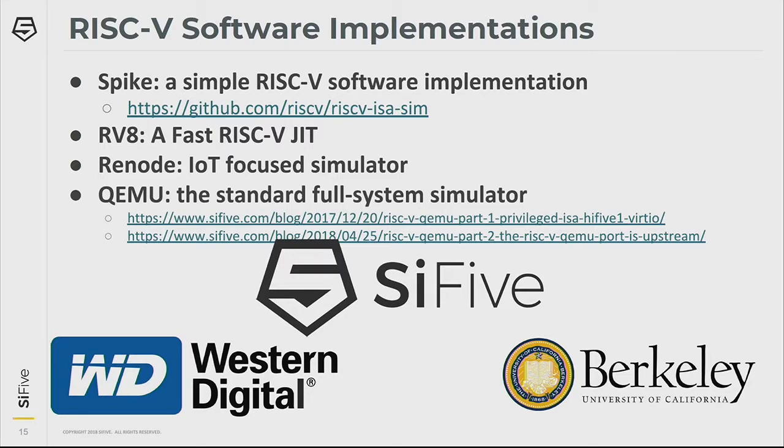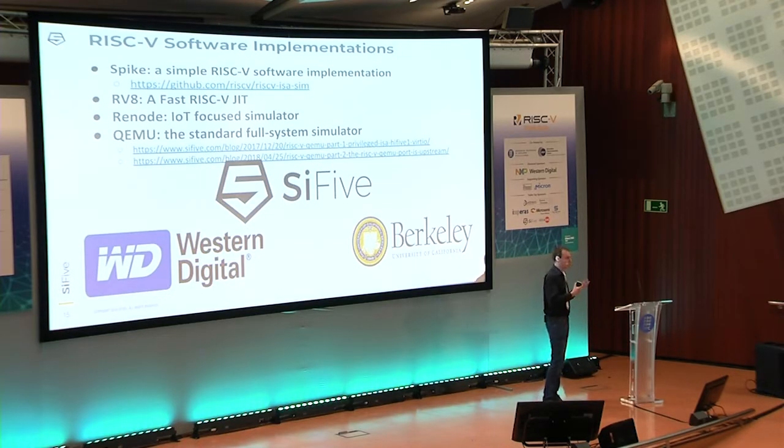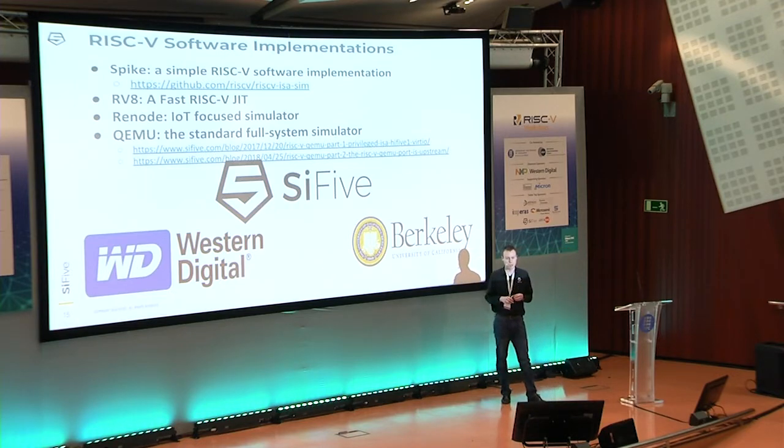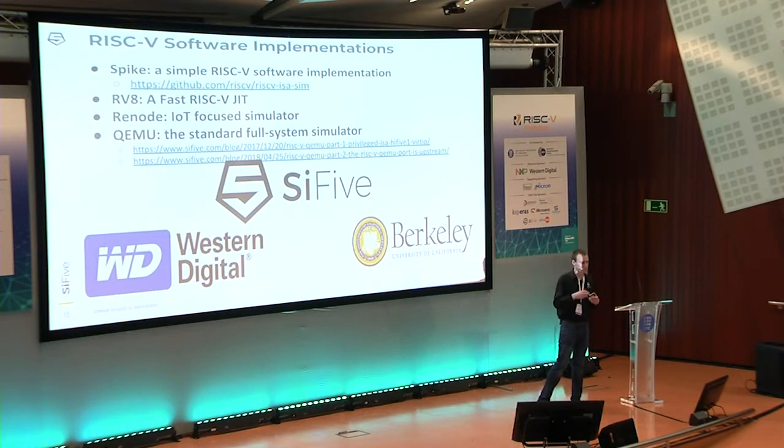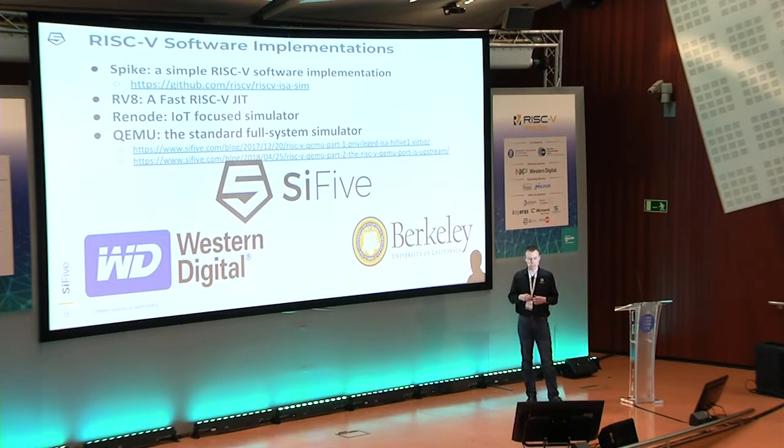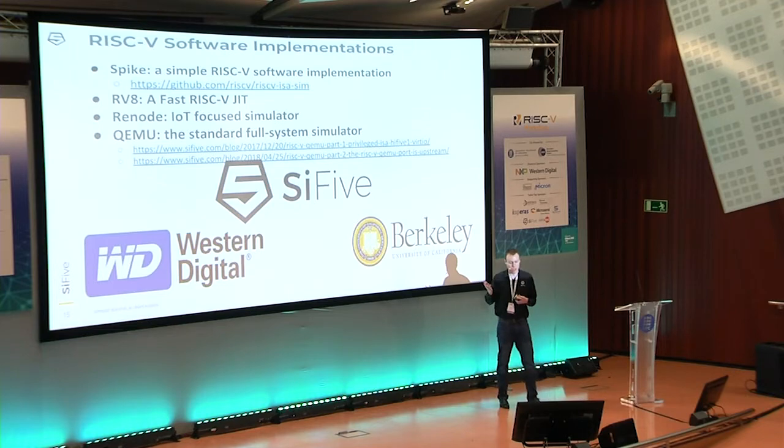In addition to hardware implementations, we have software implementations. We have Spike, which is designed to be a simple RISC-V software implementation. The goal is that it's the golden model for the ISA, so it doesn't do complicated things like jitting or support a large number of devices. It's designed to be easy to demonstrate that it is correct. Additionally, we have RV8, which was done as sort of a research project by Michael Clark, who we later picked up to work on our QEMU port, which is an extremely fast RISC-V JIT. It can run at speeds approaching half of native x86 code execution on a large Intel machine, which is an exciting direction. Renode, coming from the Antmicro guys, is an IoT-focused simulation system.